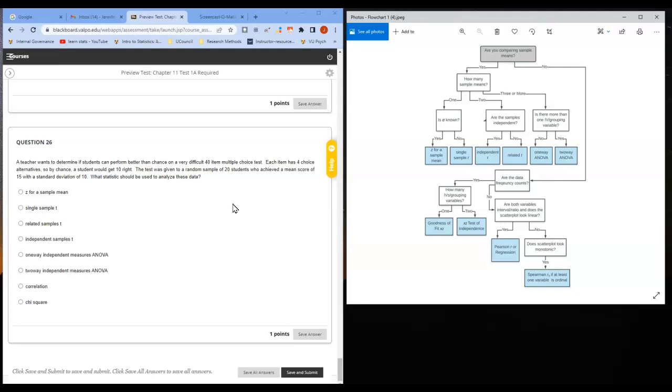All right, so are we comparing sample means? Yes, we have a mean of 15, and we're comparing that sample mean to a value, right? We're comparing it to chance performance, which is 10. So we only have one sample mean, and we do not know the population standard deviation. So because of that, it would be a single sample t.